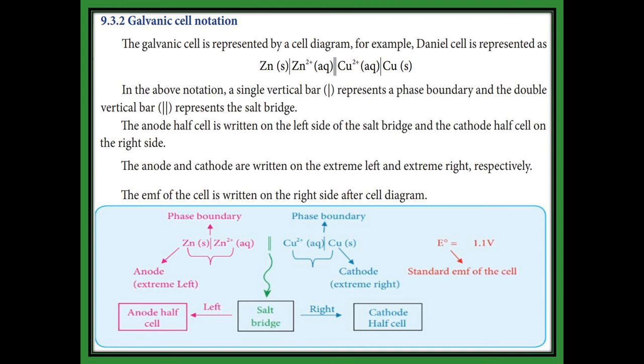In the anode of the cell, the anode is written first, afterward the electrolyte is written. The next one, in the cathode of the cell, first of all the electrolyte is written, afterward the electrode will be written on the extreme right. While reading this slide, please refer to the blue color box. It will explain each and every line.